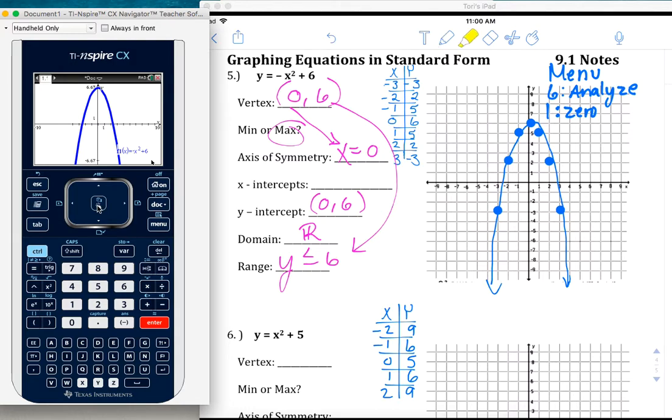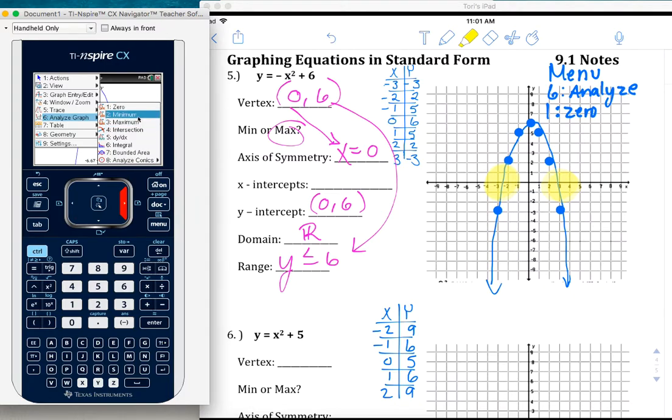Now, you'll notice that I skipped my x-intercepts. The graph does cross there, but they don't have whole numbers. So if I know that I'm looking for a point somewhere in here and somewhere in here, I'm going to have to use my calculator to figure that out. Okay, we're going to go menu, analyze my graph. But this time we don't want the vertex. We don't want min or max. We want the x-intercepts. We called that zeros before, finding the same thing.